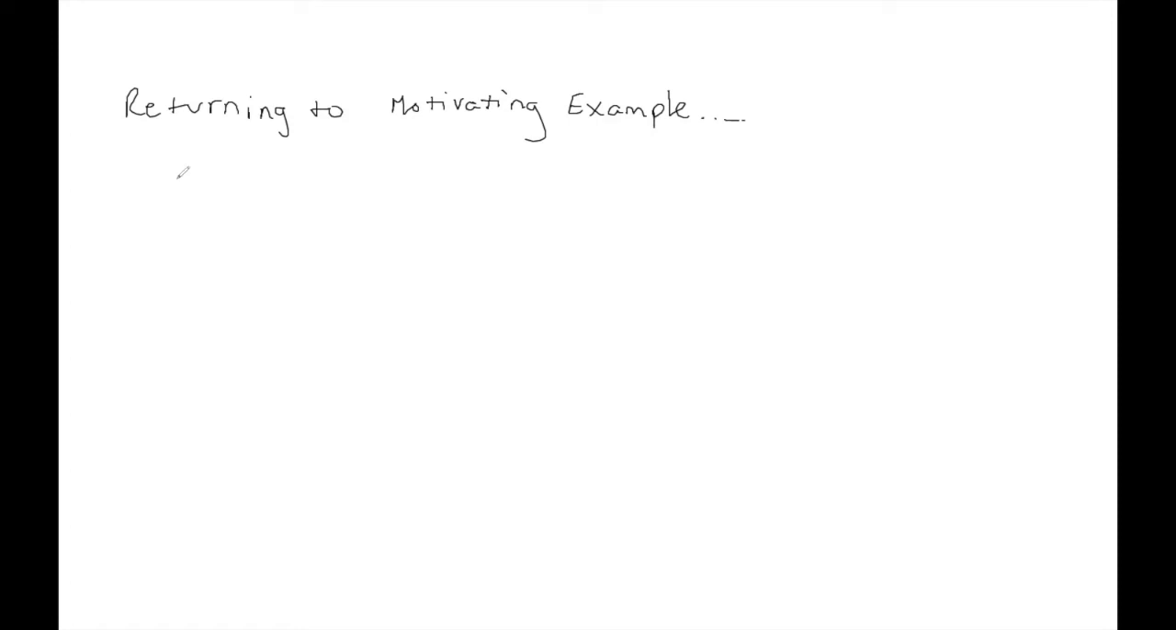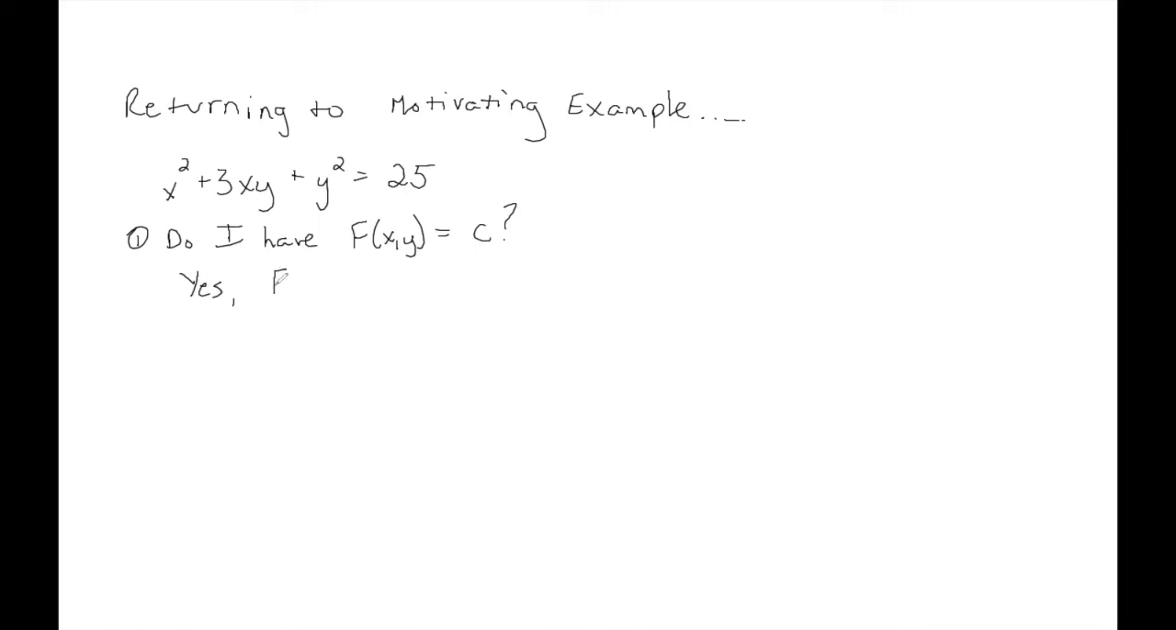I have x squared plus 3xy plus y squared equals 25. First I need to find out: do I have a function in two variables which is equal to a constant? Do I have some big F of x and y equal to c? In this case, yes, I do. F of x, y is the left-hand side.